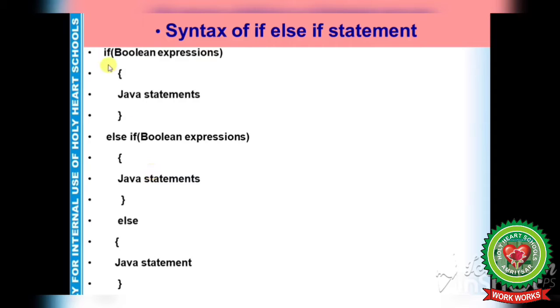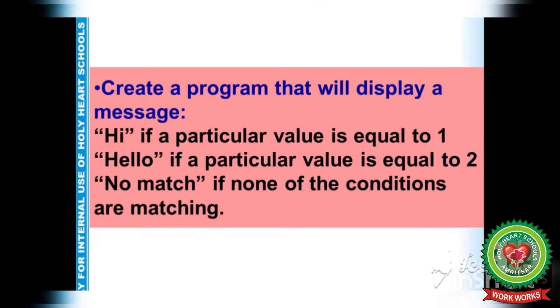And if the condition of the if part is true, then the first Java statement will be executed and the rest of the part will be ignored by the computer. Now we are going to discuss one program from page number 77, example 5, which is related to the if else if ladder statement. The program is to display hi if a particular value is equal to 1, display hello if the value is equal to 2, and display no match if none of the conditions match. Now let's see it practically.